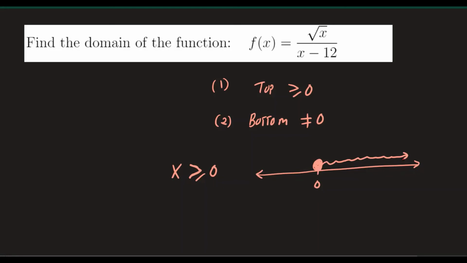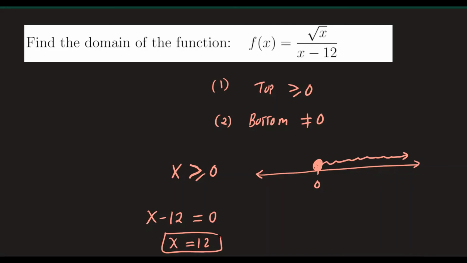Now for the bottom, we don't want it to be 0. So when will the bottom be 0? Well, if we take x minus 12 and set it equal to 0, we can find the x value when this expression is equal to 0. By adding 12, we get that when x is equal to 12, the denominator will be 0. So that means from the domain of the top piece, although everything greater than or equal to 0 is fine, 12 happens to be greater than 0. So when we hit 12, we have to open that circle because we cannot have 12 in our domain.